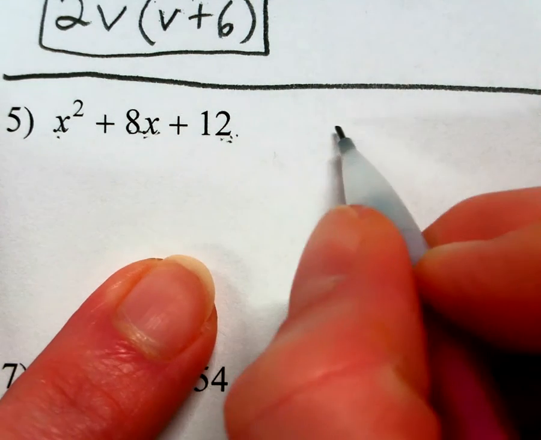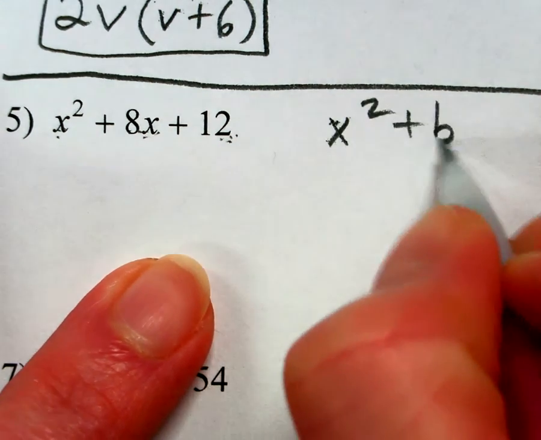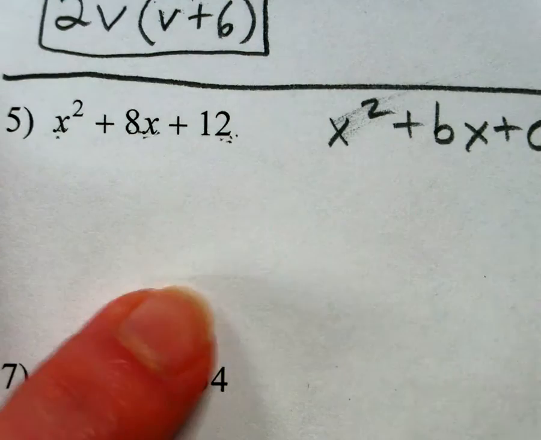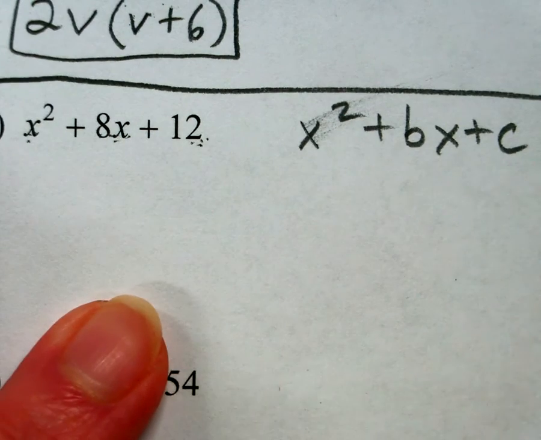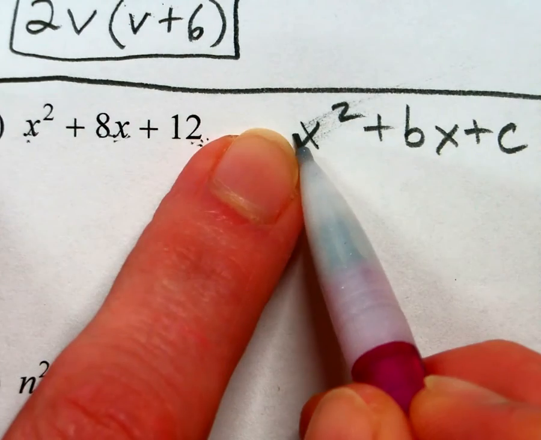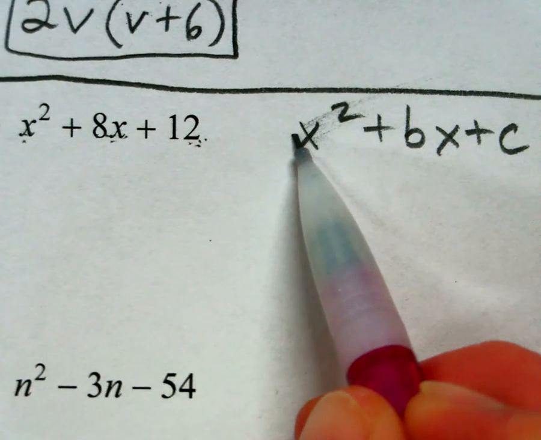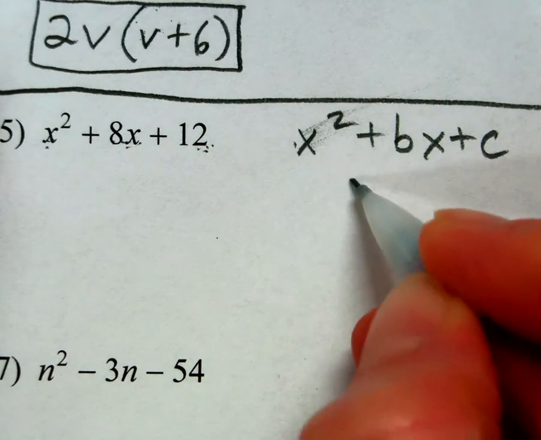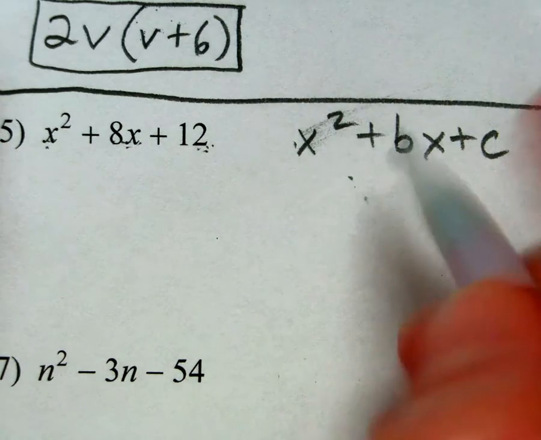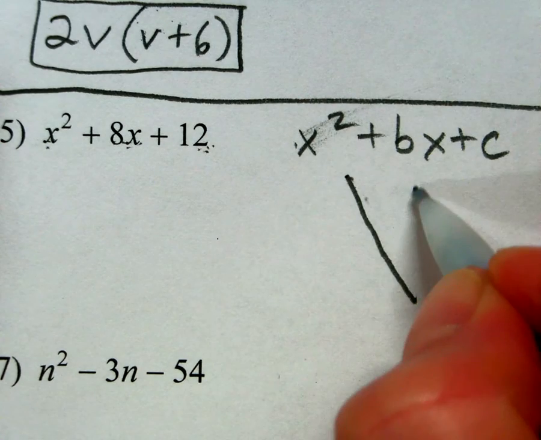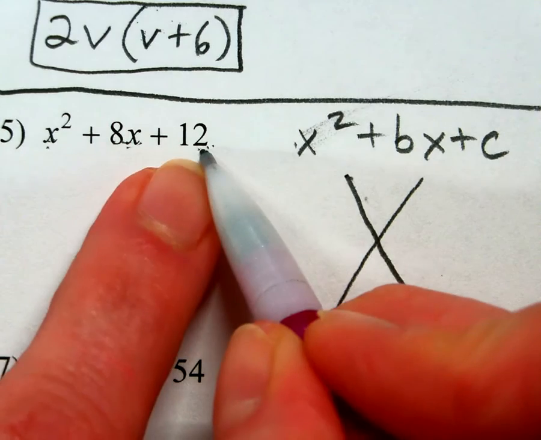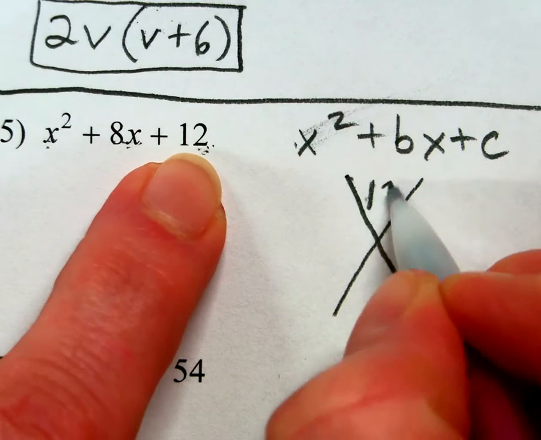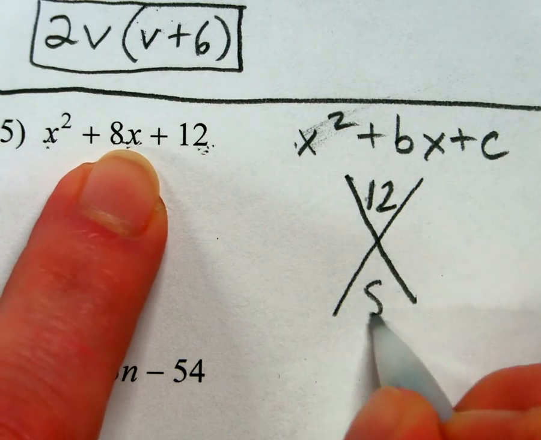This is what we would say is of the form x squared plus bx plus c. There are 3 terms, it's a trinomial, and there's no coefficient in front of the x squared. It's just 1. Okay? So we learned a trick for this last year, and we started off with some puzzles, where you would take the c term, the last term, and put it on the top of an x and the 8 on the bottom.